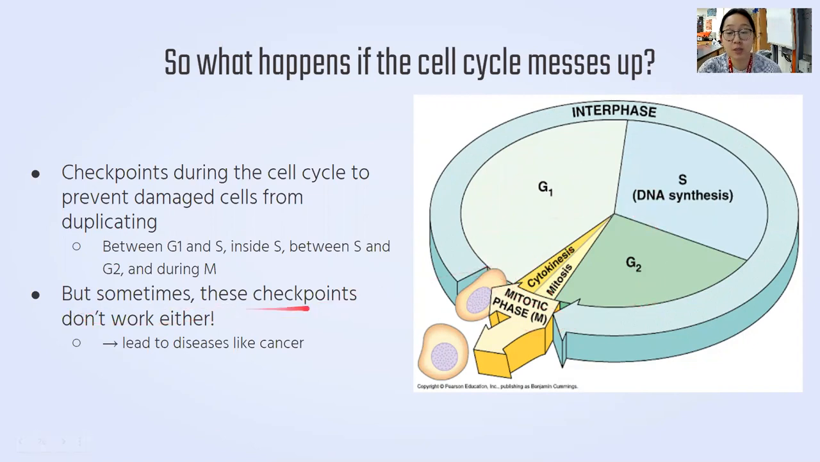Right? If the checkpoints don't catch a mistake, or they just aren't stopping the cell for some reason, then you can get uncontrolled replication of cells. And when cells keep replicating over and over and splitting and splitting, even when they're not supposed to, then you can get things like tumors and cancers, and they can be pretty serious diseases. Sometimes they're caused by mutations, sometimes they're just caused by your genetics that you inherited.